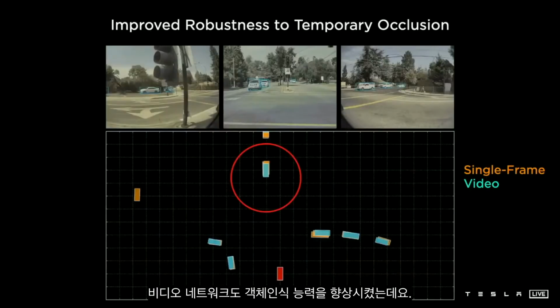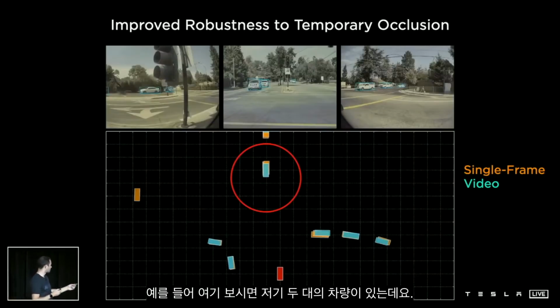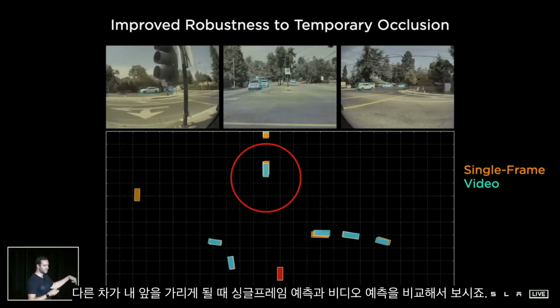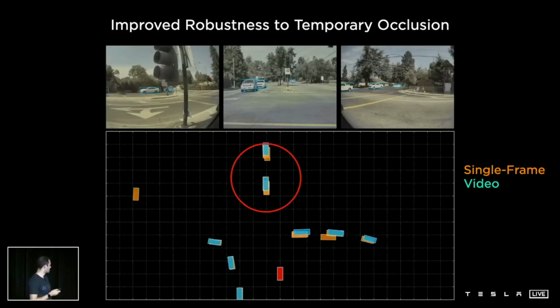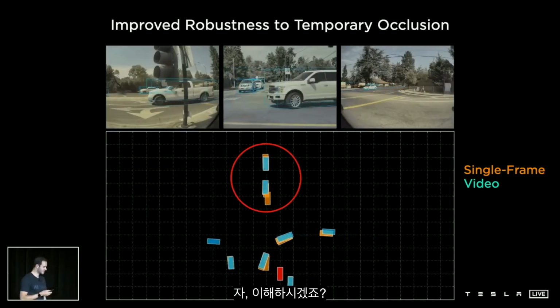The video networks also improved our object detection quite a bit. In this example, I want to show you a case where there are two cars over there, and one car is going to drive by and occlude them briefly. So look at what's happening with the single frame and the video predictions as the cars pass in front of us. Yeah, that makes a lot of sense.